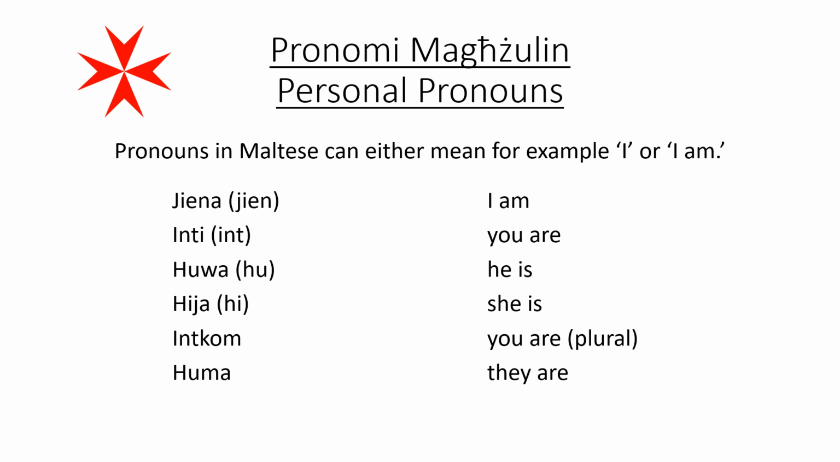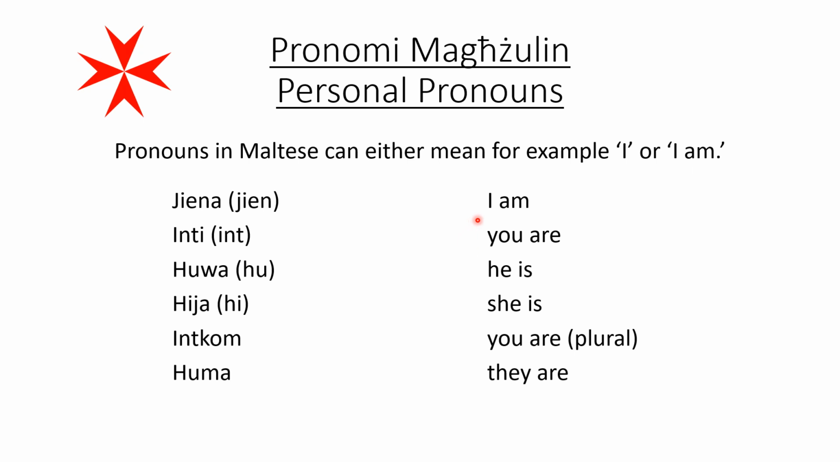The first group of pronouns are the personal pronouns. I, you, he, she, you, and they. So they are jena for I, inti for you, huwa for he, hija for she, intom for you in the plural, all of you, and huma for they. And these bracketed ones here are just shortened variations that are completely acceptable. So these are used to express I, you, he, she.